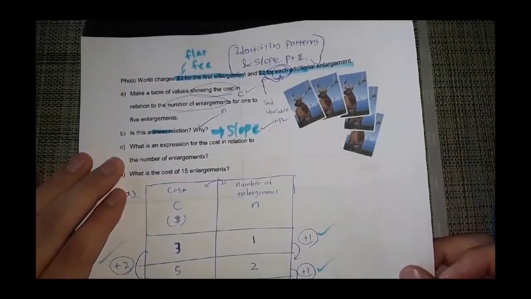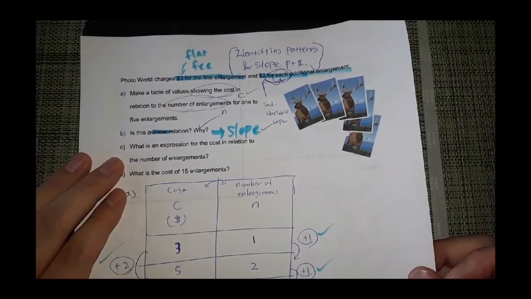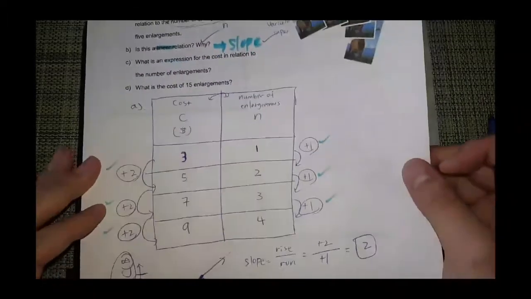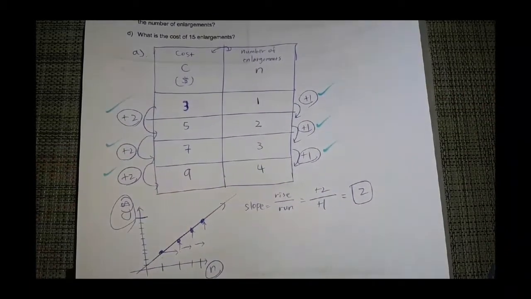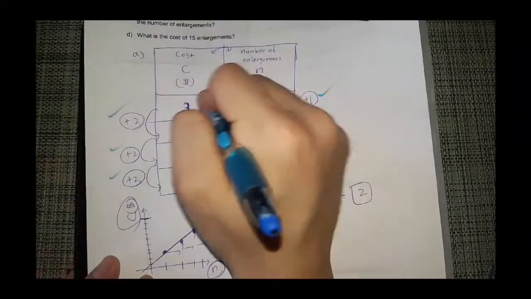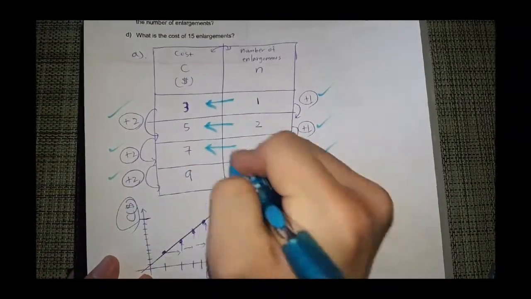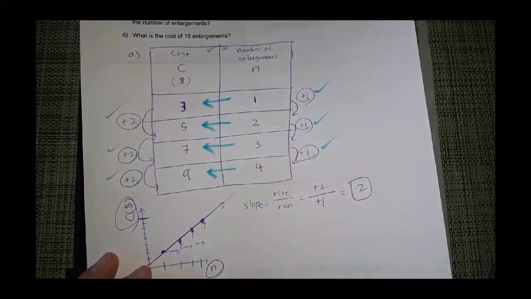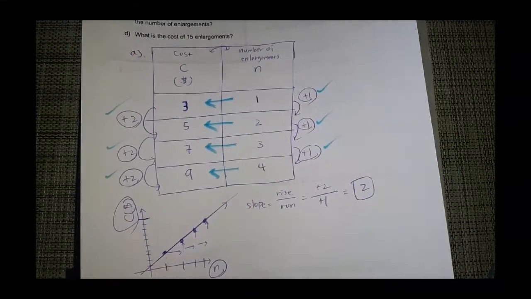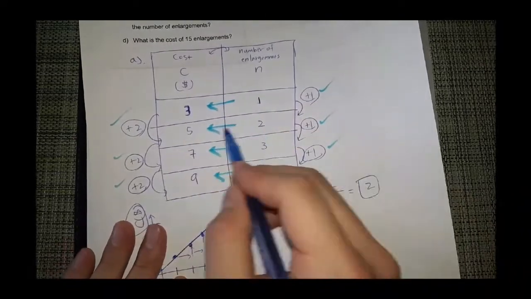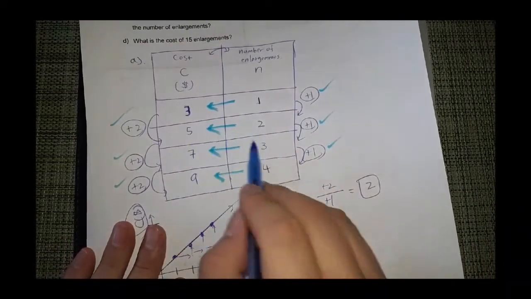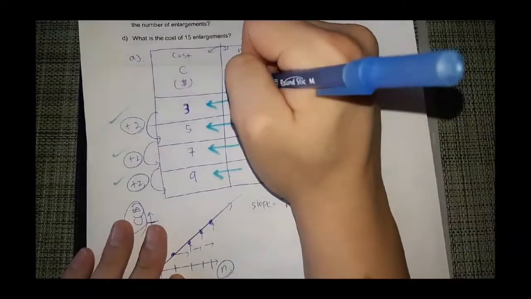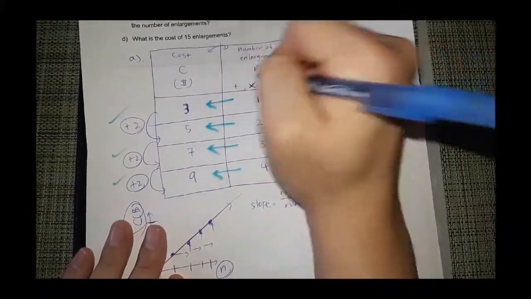Third, what is the expression for the cost in relation to the number of enlargements? Well, this is where things are getting a little tricky. We need to find the relationship between how the number changes into the cost. So we are comparing the horizontal row. What we need to find out is if it's an adding, subtracting, multiplying, or dividing relationship. As you may notice, numbers are increasing: 1 turning into 3, 2 turning into 5, 3 turning into 7. So it's either adding or multiplying.